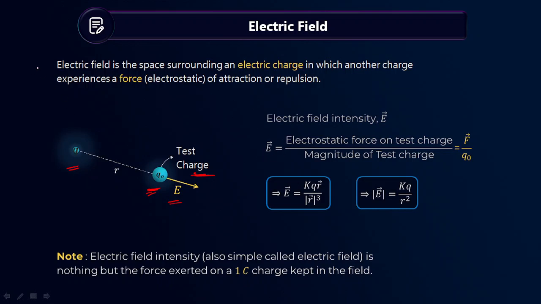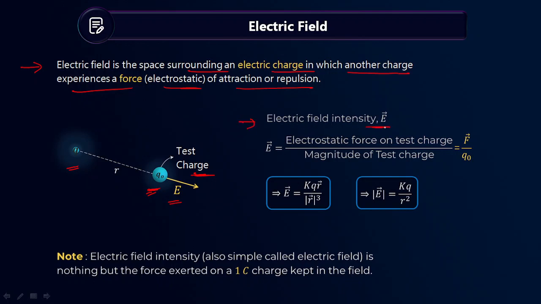Electric field, right? So in simple words, we can say that electric field is the space surrounding an electric charge in which another charge experiences a force, electrostatic attraction or repulsion. That we call what? Electric field. So we can say electric field is the region of influence around a charged particle in which, if we bring other charged particles, they can experience the electrostatic force. Simple, right?